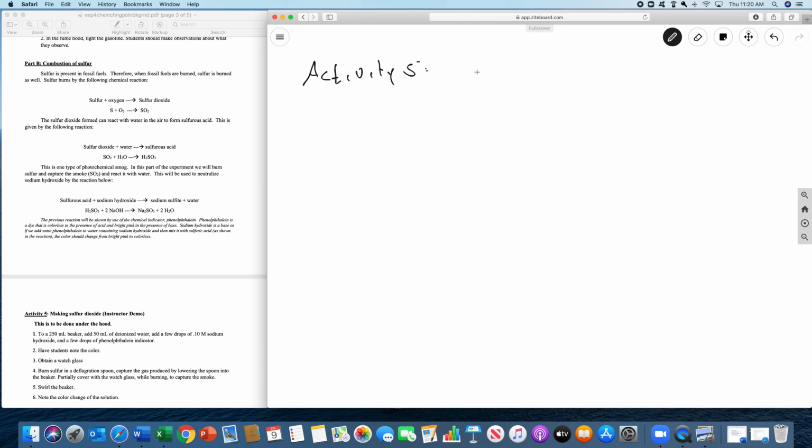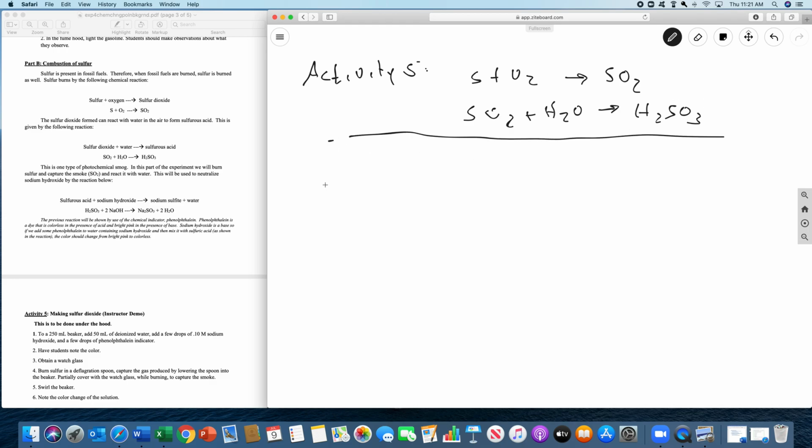Okay, so remember we had S plus O2 makes SO2, and we have SO2 plus H2O makes H2SO3. Now, how are we proving that we made that compound? What we're doing is I take a flask and I put some sodium hydroxide in it.